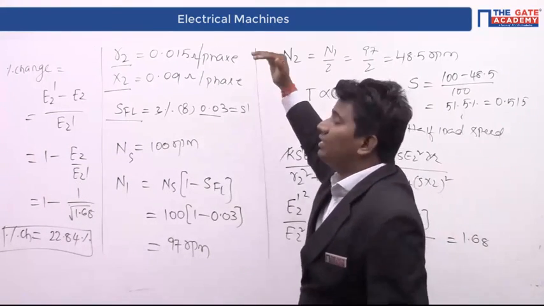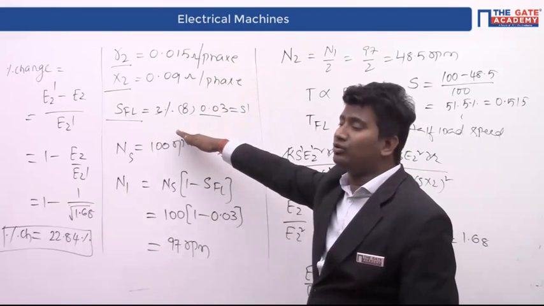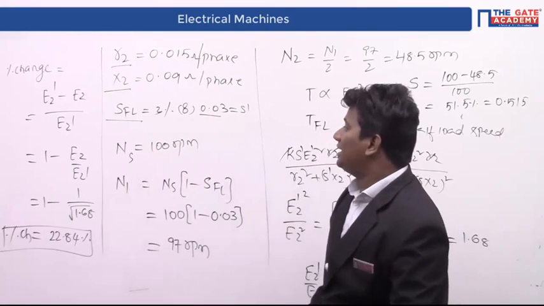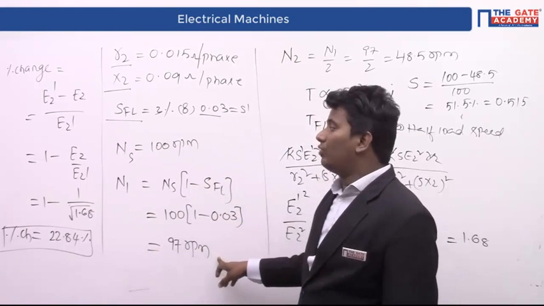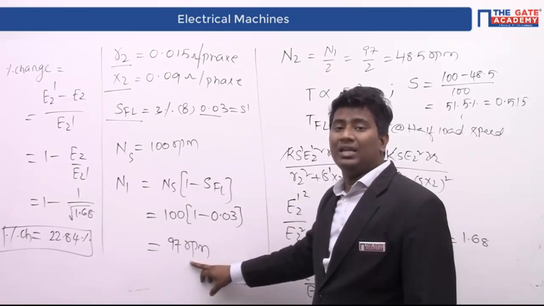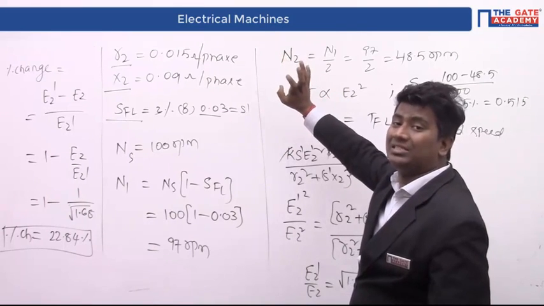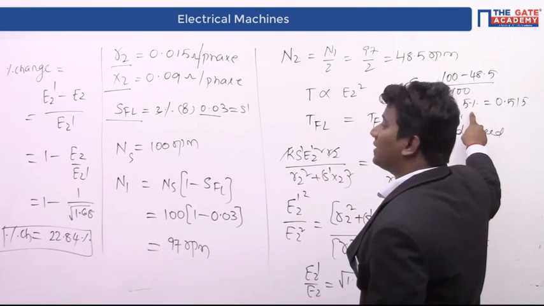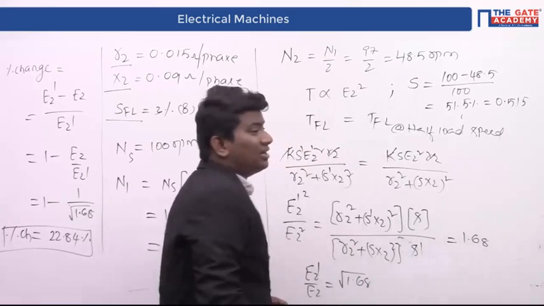How to solve this question? They have given the rotor resistance per phase, rotor reactance per phase, the slip corresponding to the full load, and the speed, 100 rpm. So, what is the speed corresponding to this slip? 97 rpm. Now, currently it is operating at a particular full load at this speed. Now, suddenly they have given the condition: at half load speed, but the load torque remains the same. At half load speed, what is the slip corresponding to it? 51.5% or 0.515.